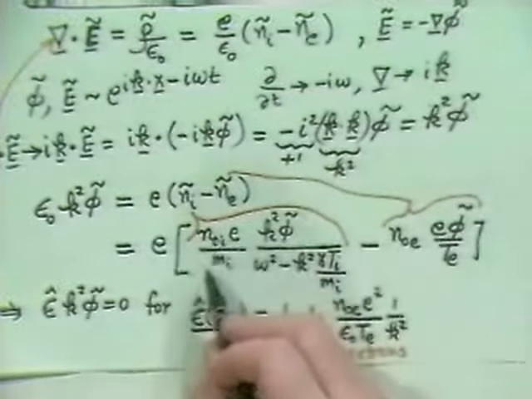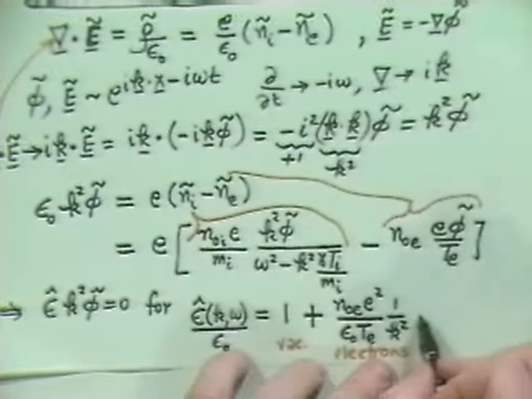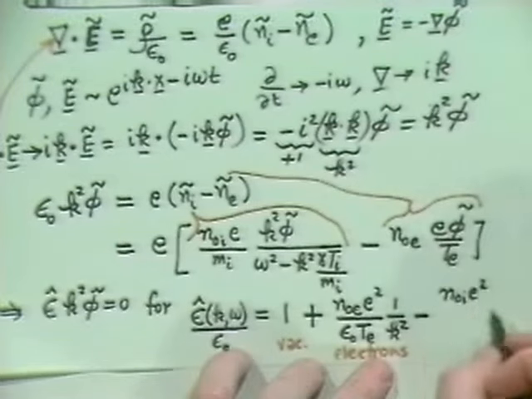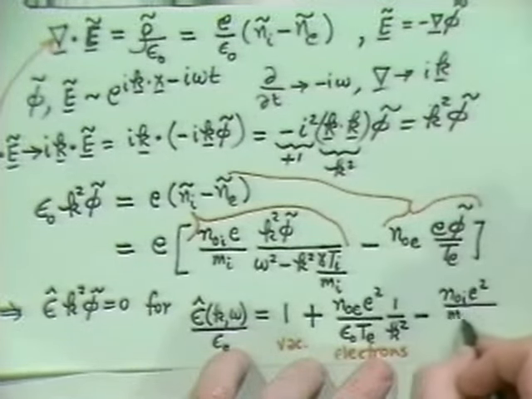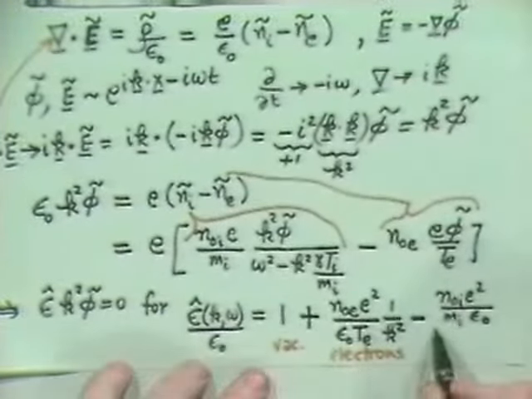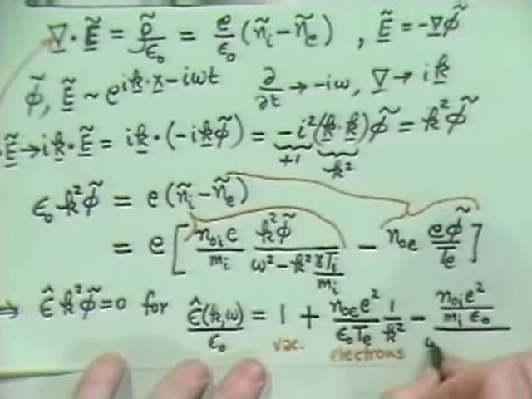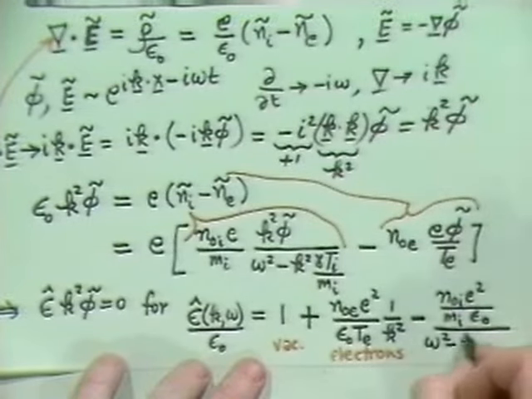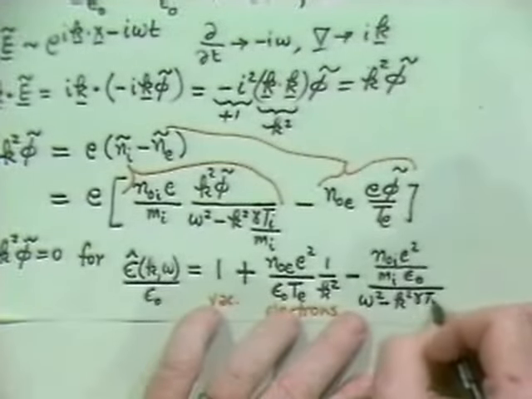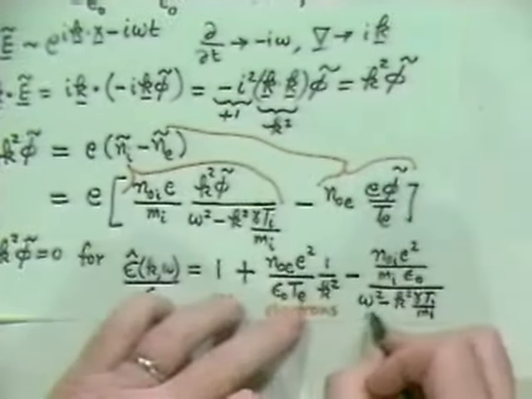And then I finally have the ion response, and it has a k squared phi, okay? But it'll be a minus, so it'll be n naught i e squared over m sub i epsilon naught. So that's that part, everything up top. And then this will all be divided by omega squared minus k squared gamma T_i over m_i. And again, this is our ion response.